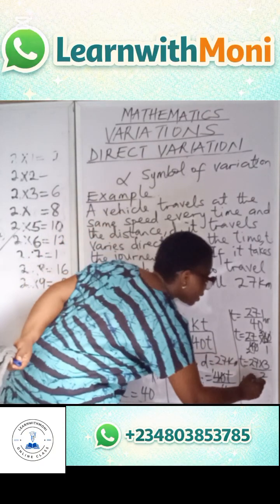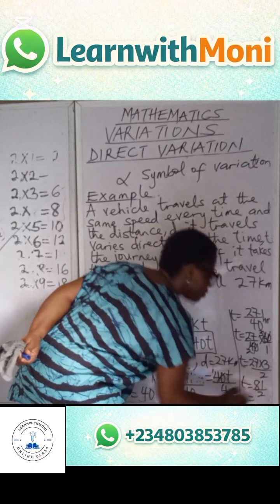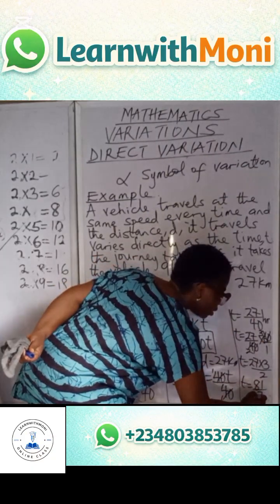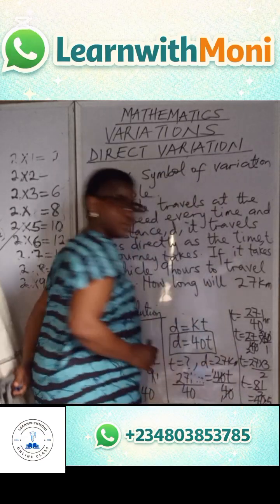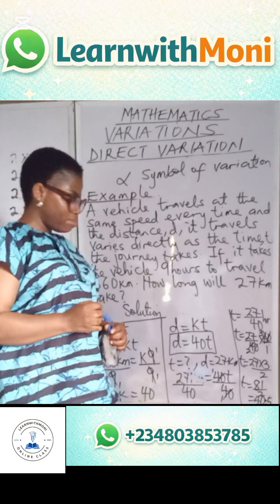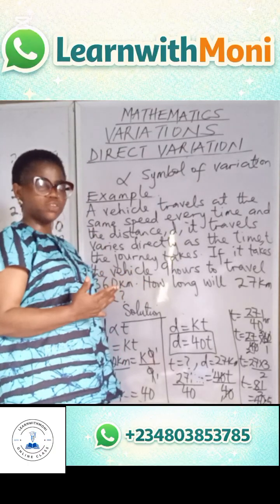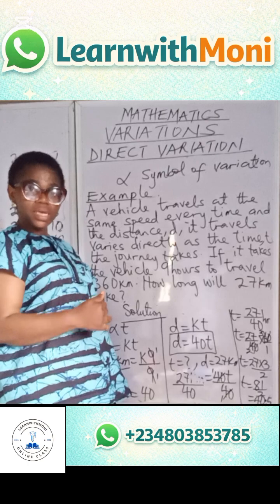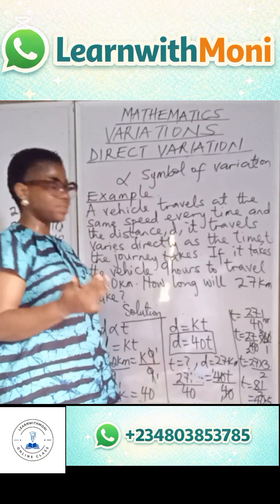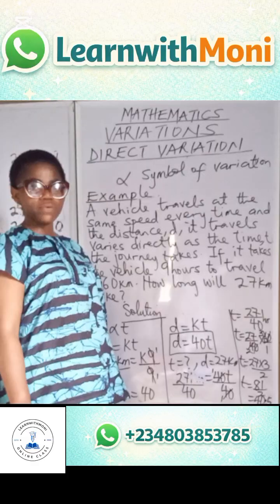27 times 3 is 81 divided by 2. That is giving us about 40.5 minutes. So should that be a multiple choice question and you don't see your answer, which is 27 over 40 hours, in the options, you can take your answer to minutes, and that is giving you 40.5 minutes.